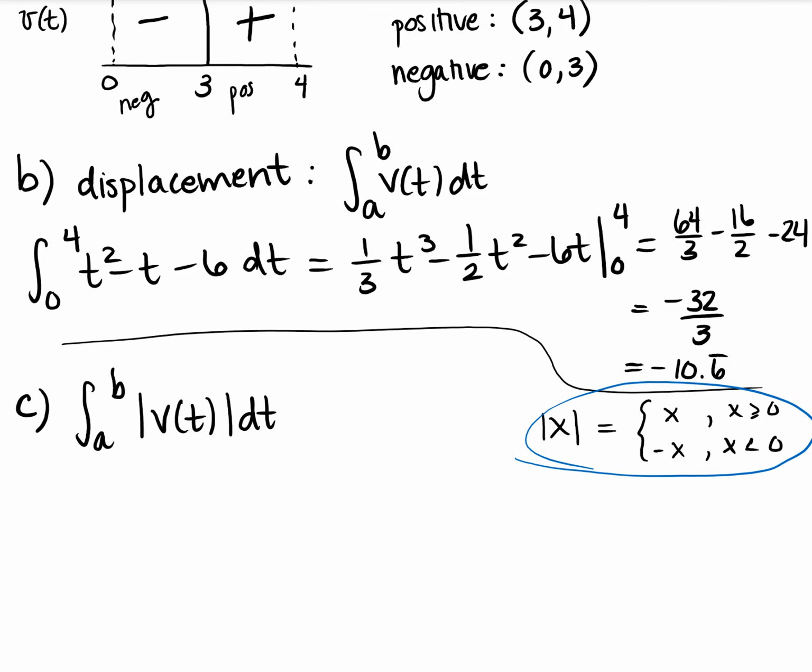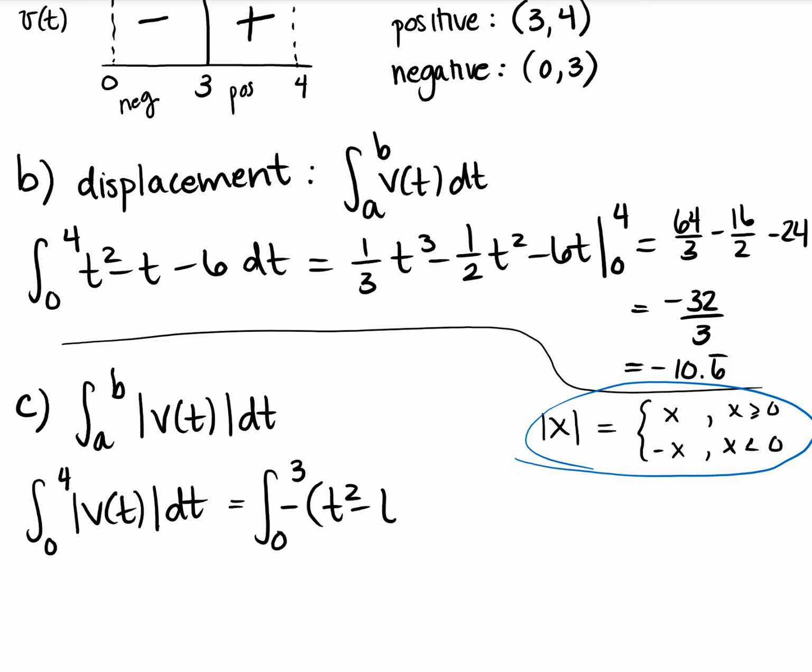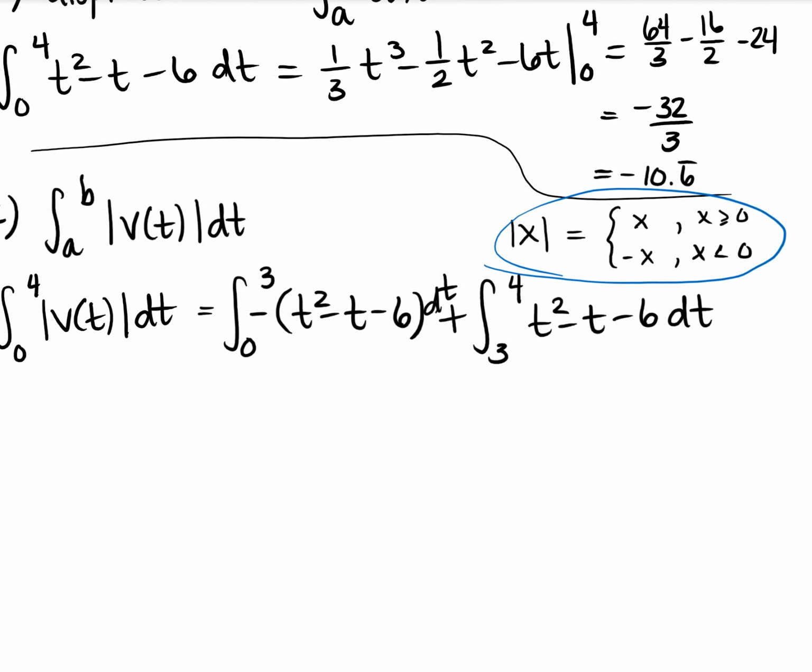So the absolute value of v of t in this case, because I have this definition of absolute values, from 0 to 3, I'm going to take the opposite of the velocity, plus, and then from 3 to 4, I don't need to take the opposite. I'll just do the velocity itself. Oh, I forgot a dt. There's my dt.